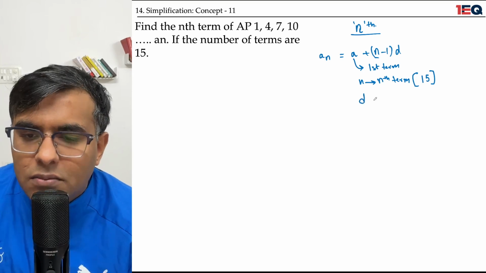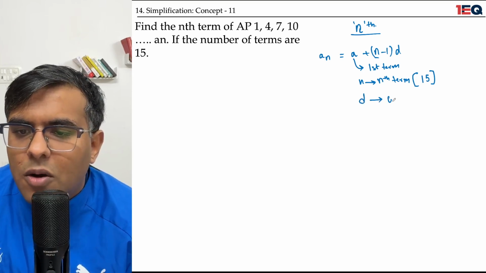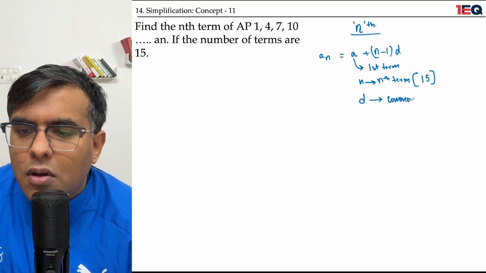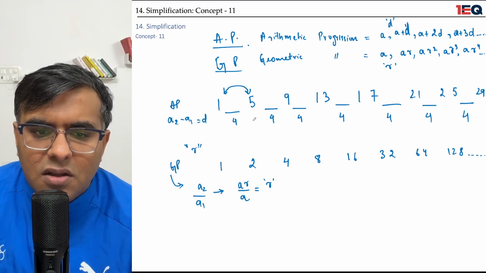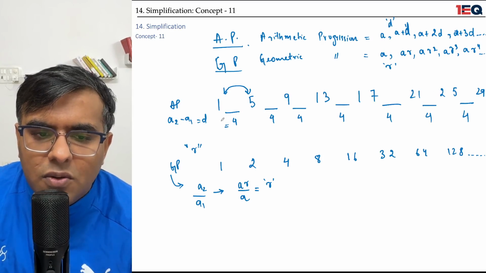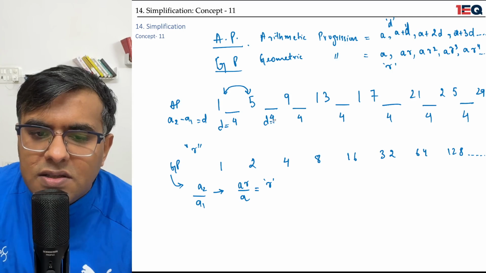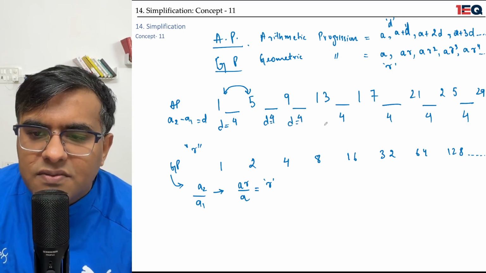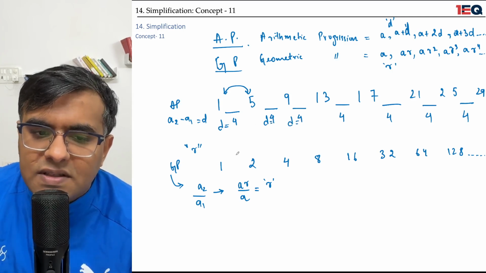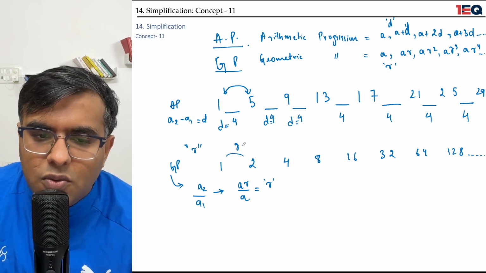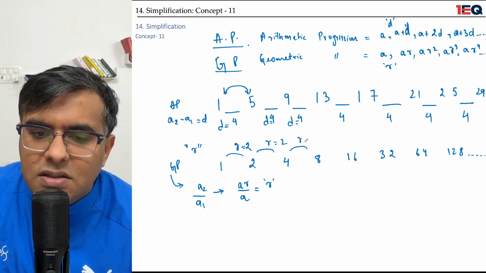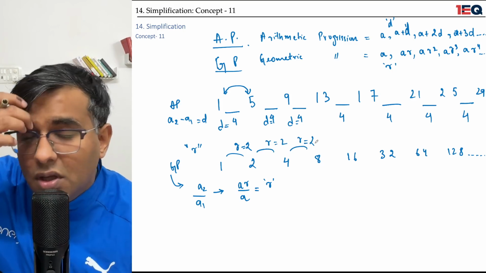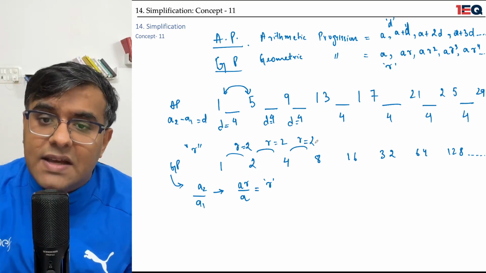Let's talk about d. D is the common difference. In the previous question, the common difference was equal to 4. Okay, d is equal to 4. All these are common differences, and here r is equal to 2. Again, r is equal to 2. R is another common factor, the common factor by which every next term is multiplied.